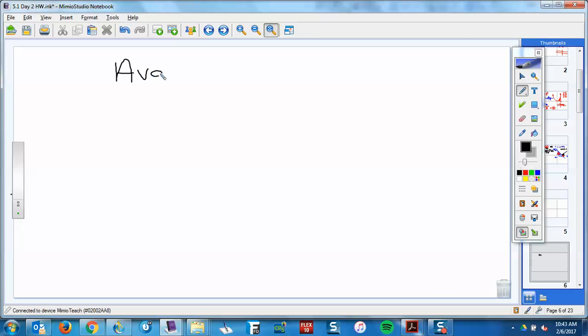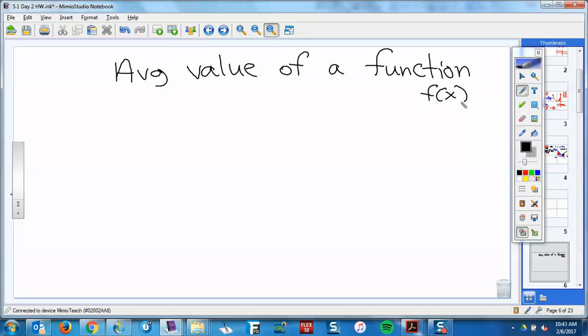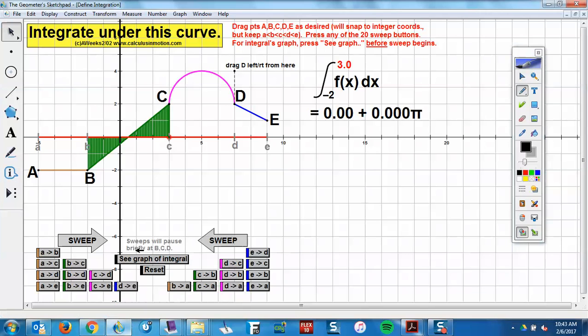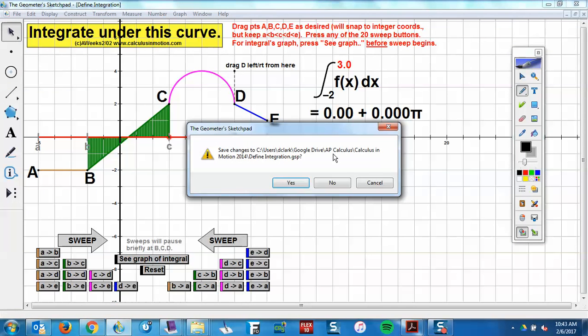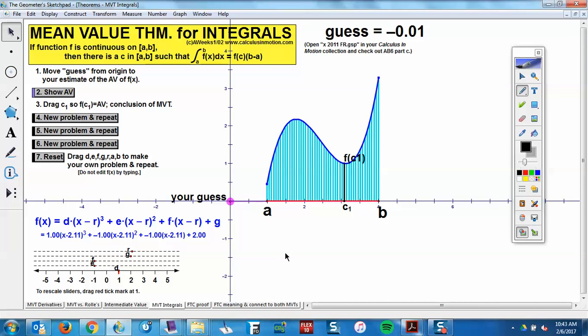Okay, this is called the average value of a function f of x. The average value of a function. Now, here I have a function, blue function f of x. Okay? Now, they call it the mean value theorem for integrals, but we're going to use the term average value. So the average value of this function.